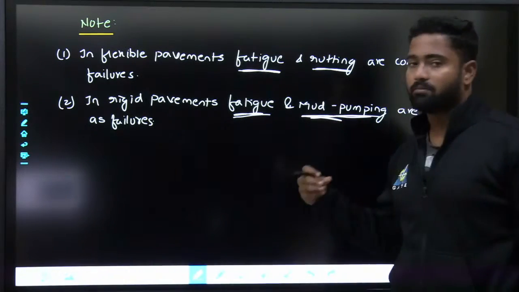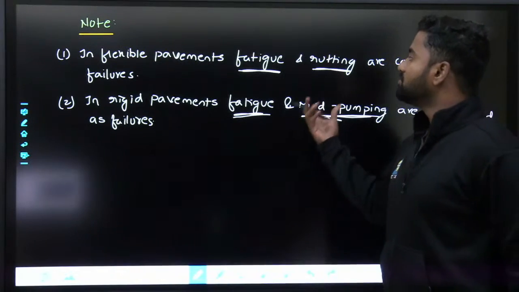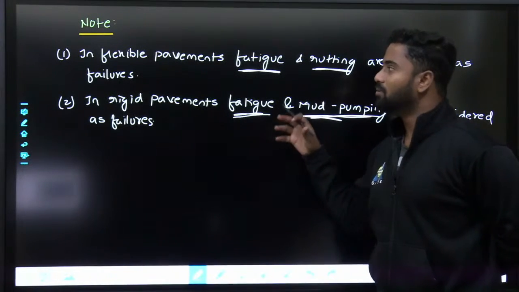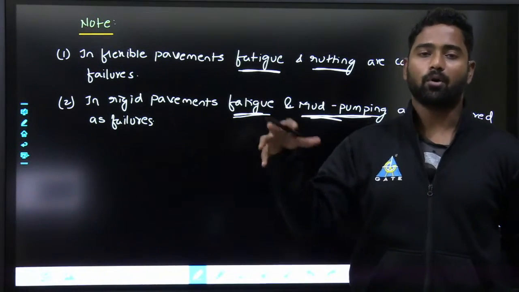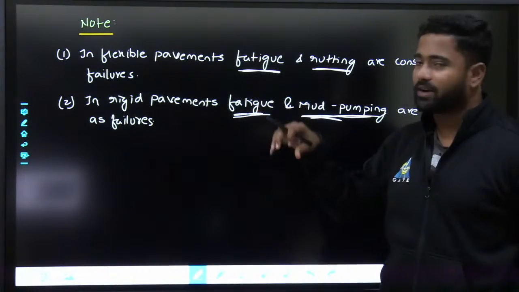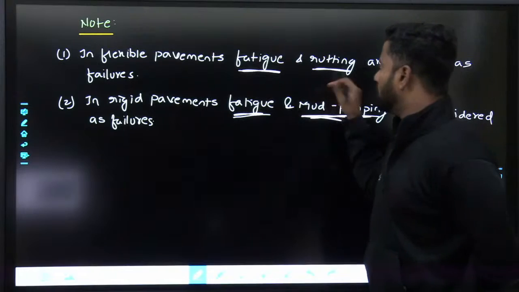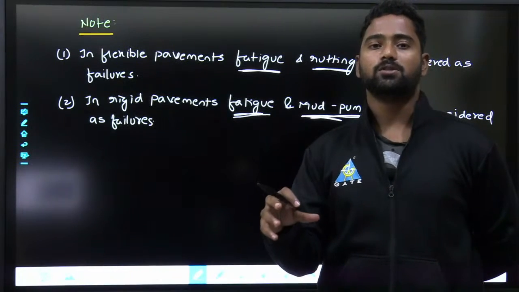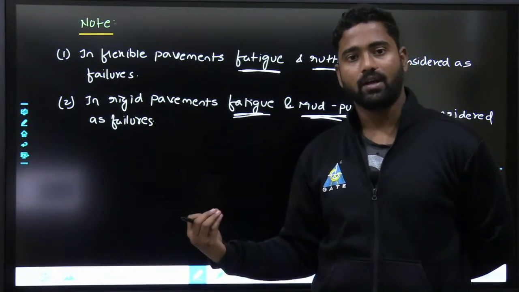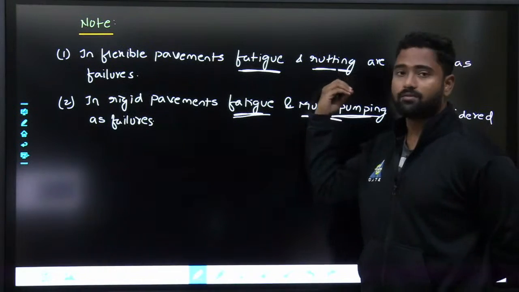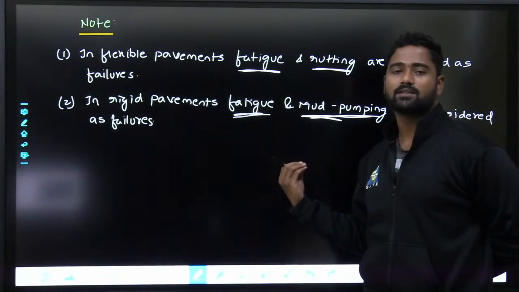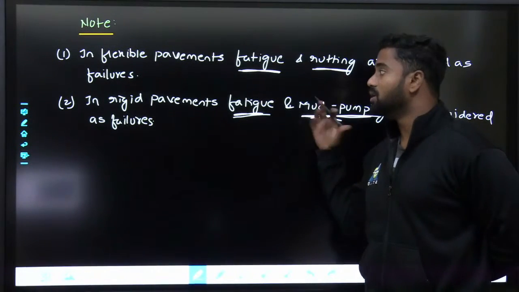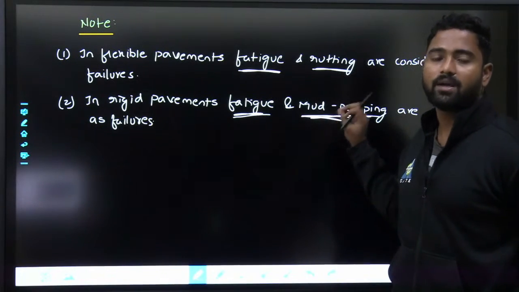What is mud pumping? We will see later. So these are the types of failure you will generally see in flexible and rigid pavements. Potholes, the other types of cracks and everything come under rutting only. Whatever holes and cracks you see when the vehicle is moving come under ruts. So fatigue and rutting you will generally see in flexible pavements. In rigid pavements you don't see cracks, ruts and potholes; you will see mud pumping. Mud pumping is considered a failure in rigid pavements. I will discuss that.